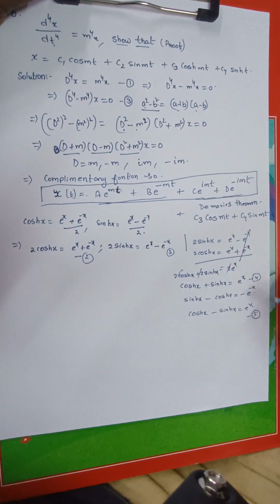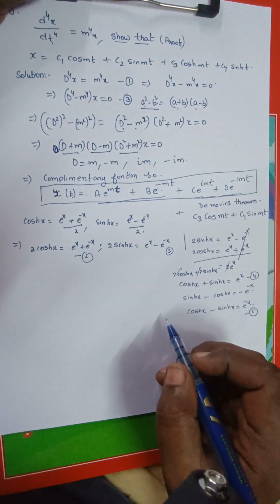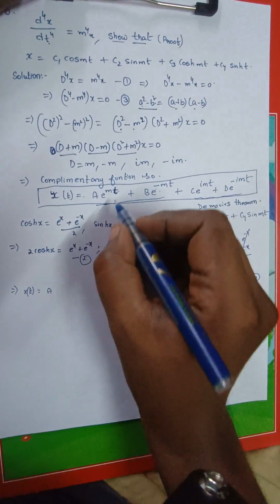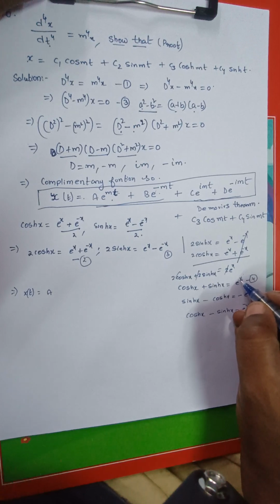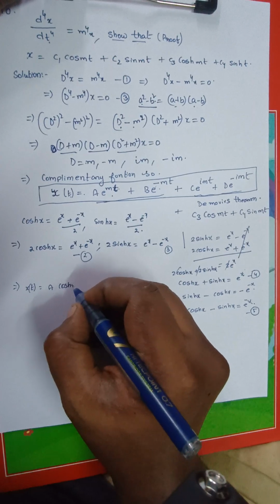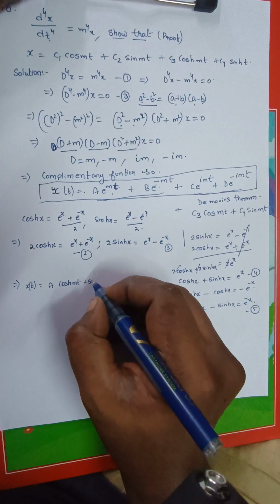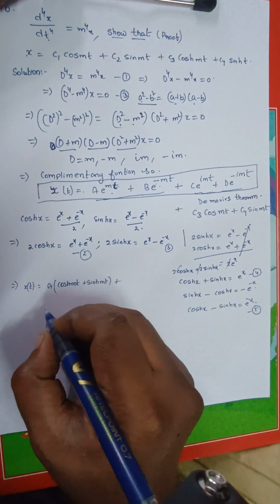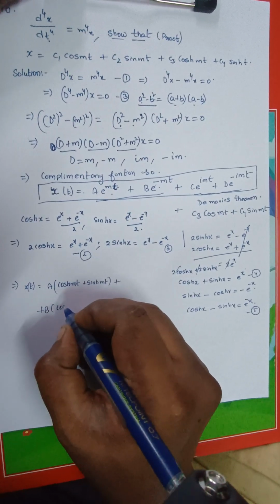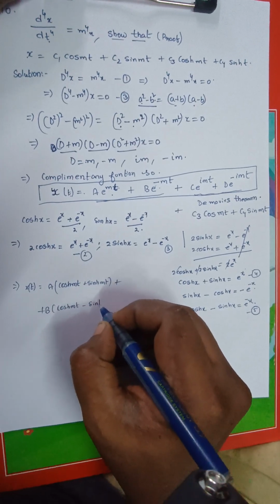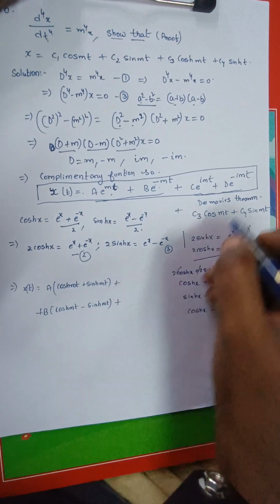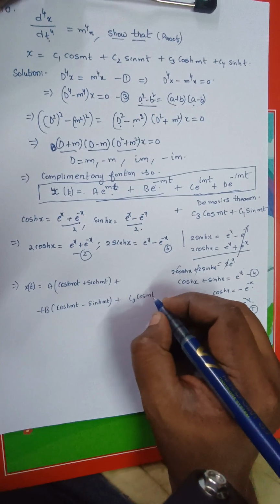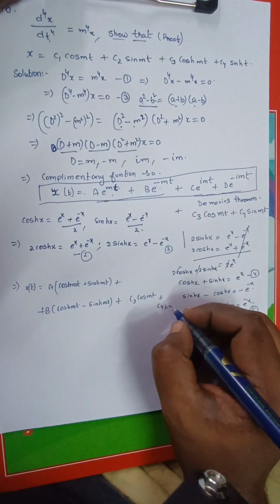Now substituting e^x and e^(−x) in this equation, what you end up with is very simple: x(t) = a, this is e^(mt), so this will be cosh mt + sinh mt, plus b (cosh mt − sinh mt), plus what we have already written as c3 cos mt + c4 sin mt.